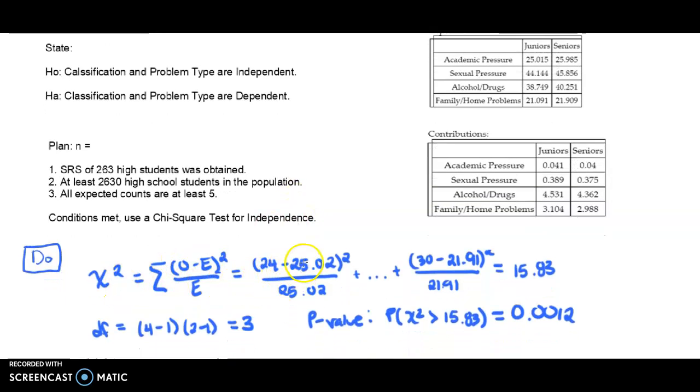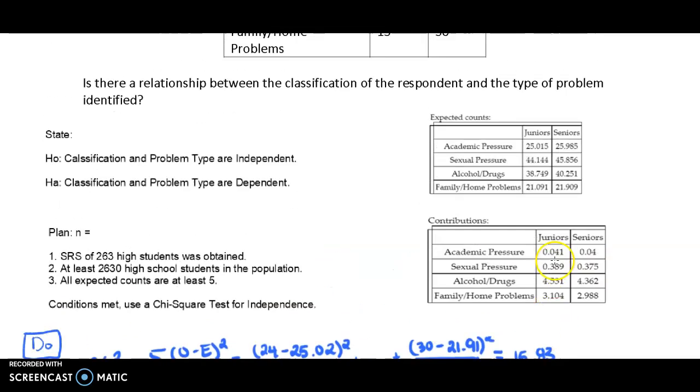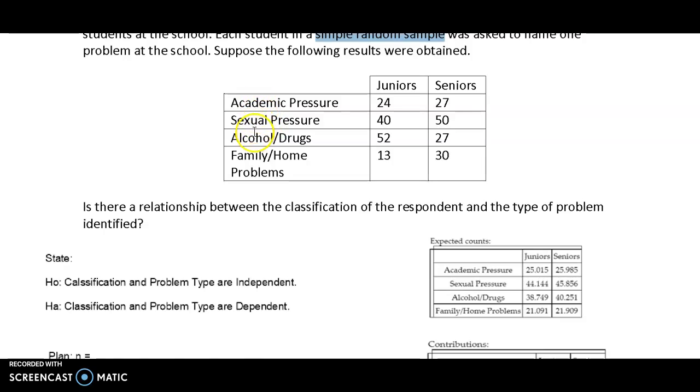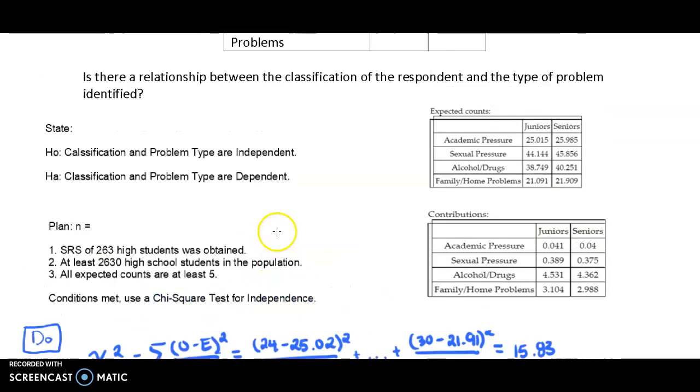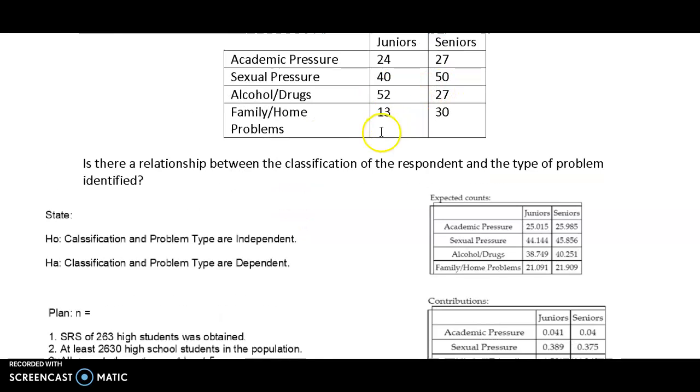So here again, if I add up each contribution, I get a test statistic of 15.83. My degrees of freedom, I take the row total, so there are 4 rows, so 4 minus 1, times there are 2 columns, 2 minus 1.